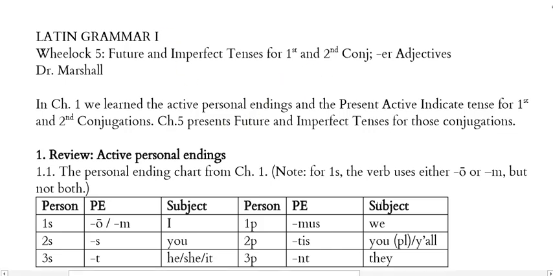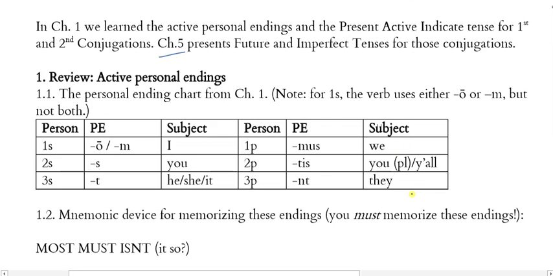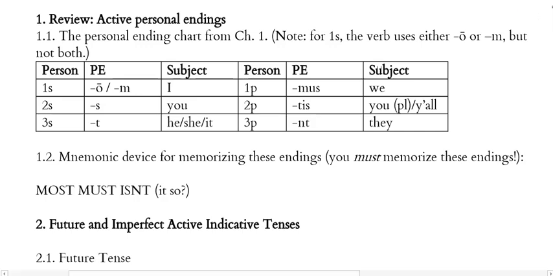In chapter 1, we learned the active personal endings and the present active indicative tense for first and second conjugations. In chapter 5, this chapter, we are presented with future and imperfect tenses for those conjugations. So let's remind ourselves what we learned in the first chapter. We want to review the personal endings we learned in chapter 1.